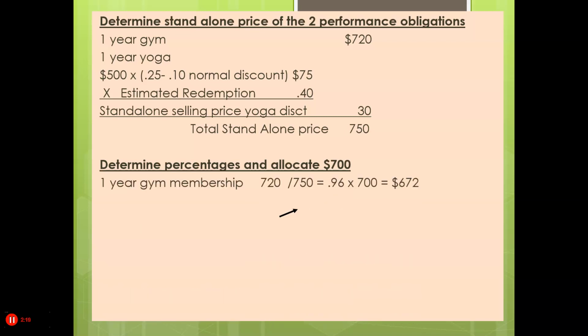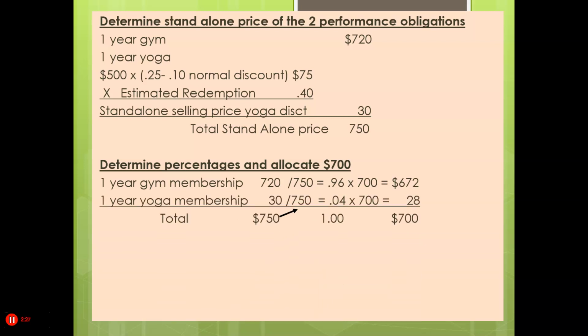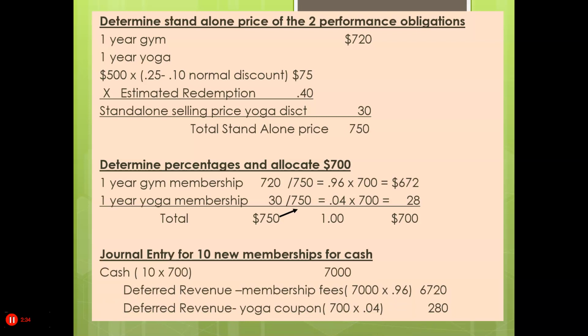Now we're going to have to allocate that $700. So we're going to take our 1-year membership, fair market value of $720, divided by the total. And that's how we allocate. So $6,720 for 10 memberships would go to deferred revenue membership. That's going to be allocated over 12 months. And the deferred revenue yoga coupon will be booked when the coupons are redeemed.